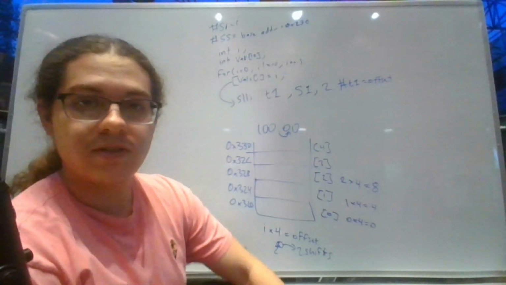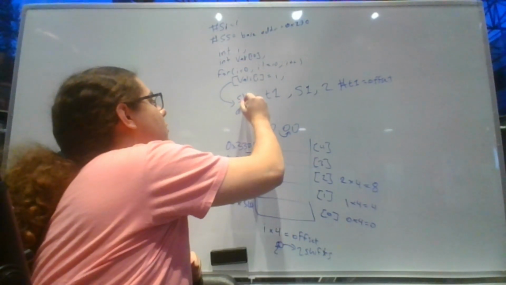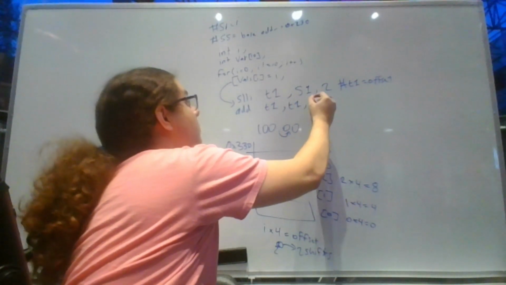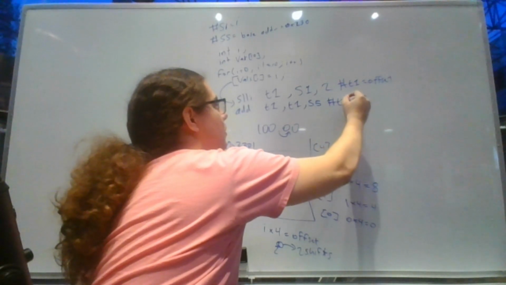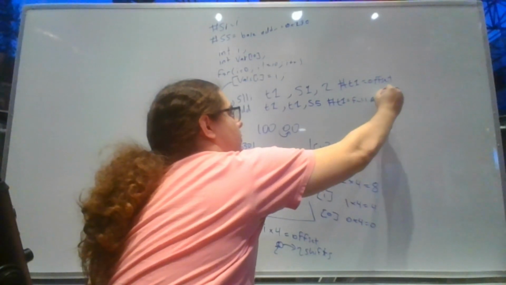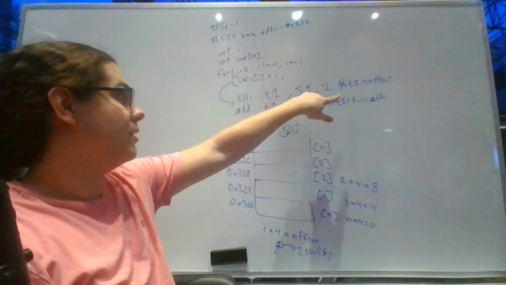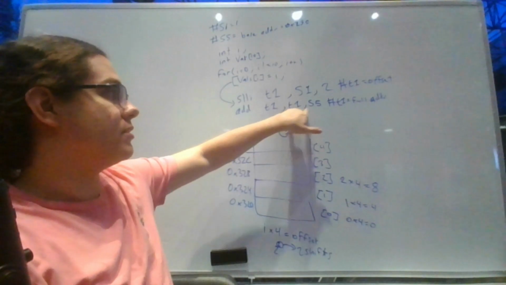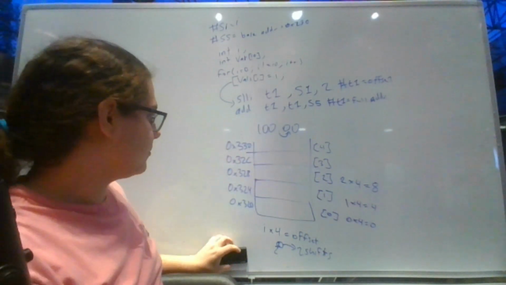So now that T1 is my offset, I'm going to add it to the base address to get the full address. So I'm taking whatever was in T1 previously, the offset, plus the base address, and the base address plus the offset is the full address, and that's being stored in T1. So now T1 holds the full address.